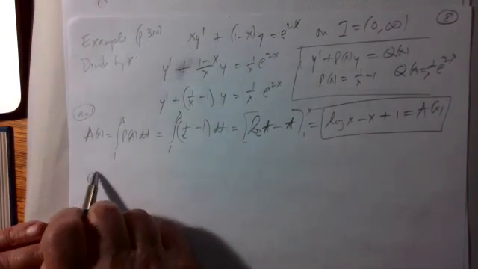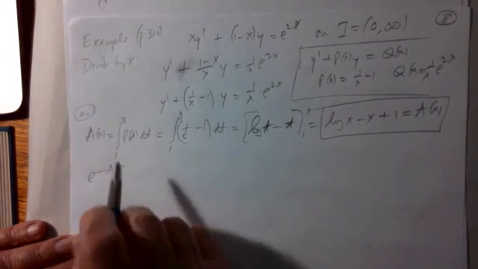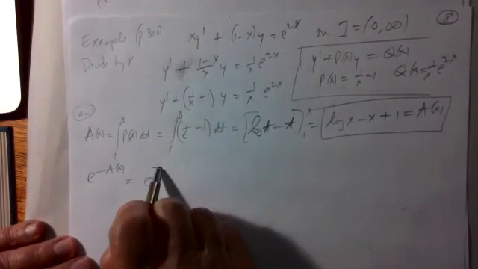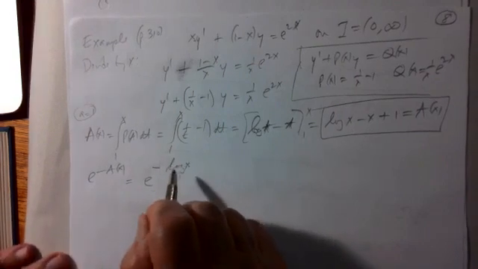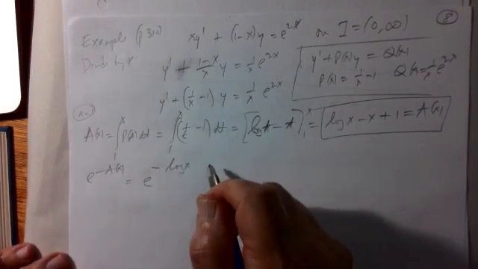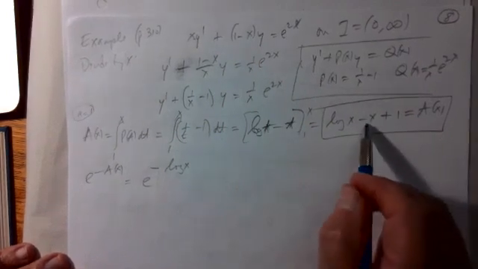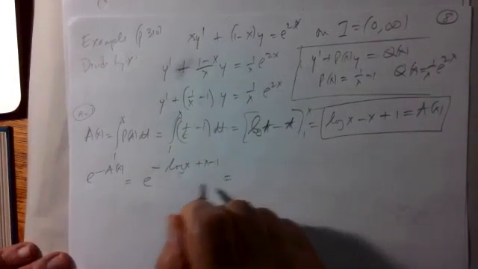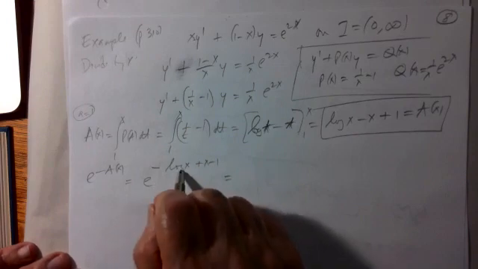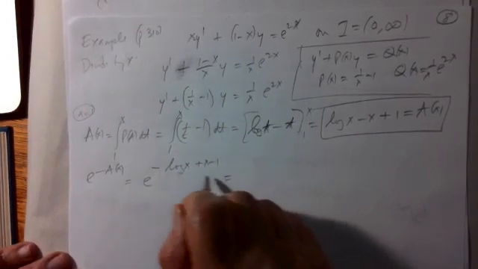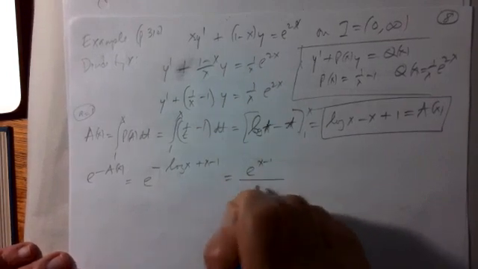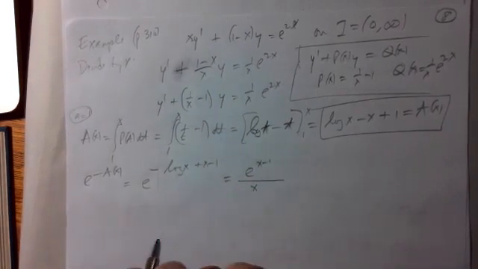So e to the minus a of x is e to the minus, log x plus x minus 1. This is e to the minus log x, that's 1 over x. So this is e to the x minus 1 over x.